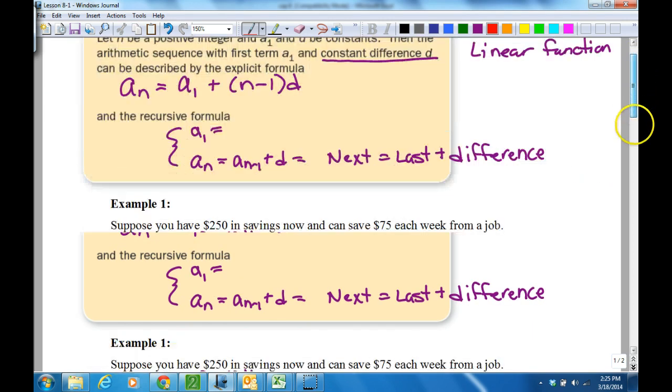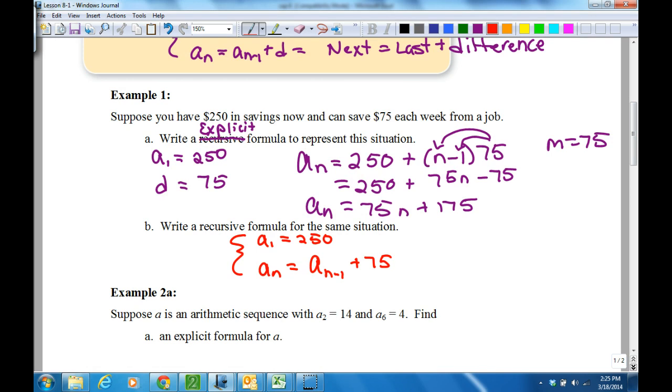The thing about recursive is it always relies on the ones before it. Whereas with an explicit, I can actually put in a number that's way off in the future. I can put 100 in to find it. But with recursive, I have to know what number 99 is in order to find number 100. So what does the n stand for? The n stands for the number in the sequence. For both equations? Yes.